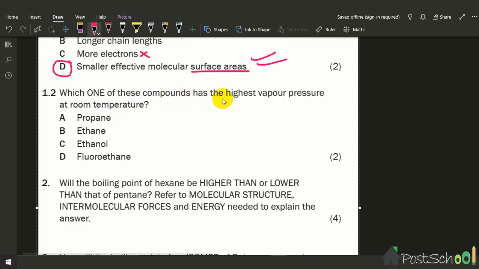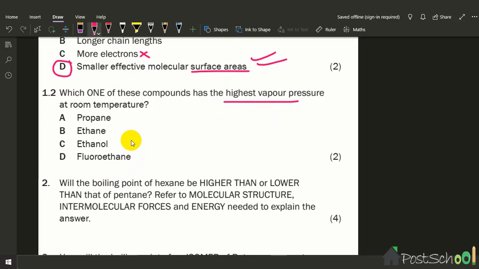Which one of these compounds has the highest vapor pressure at room temperature? So, which one will have the highest vapor pressure at room temperature? So we check which one will have weak hydrogen bonds, which will have weak intermolecular forces. Once there are weak intermolecular forces, that means there will be a lower boiling point. If there's a lower boiling point, that means the highest vapor pressure.